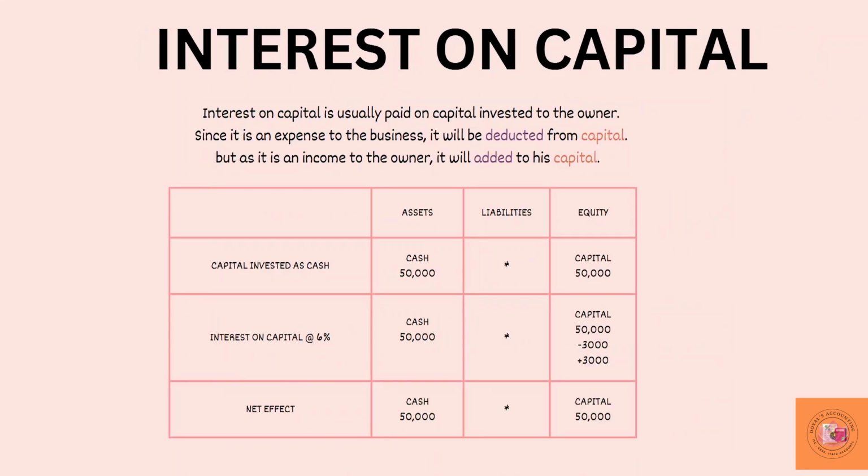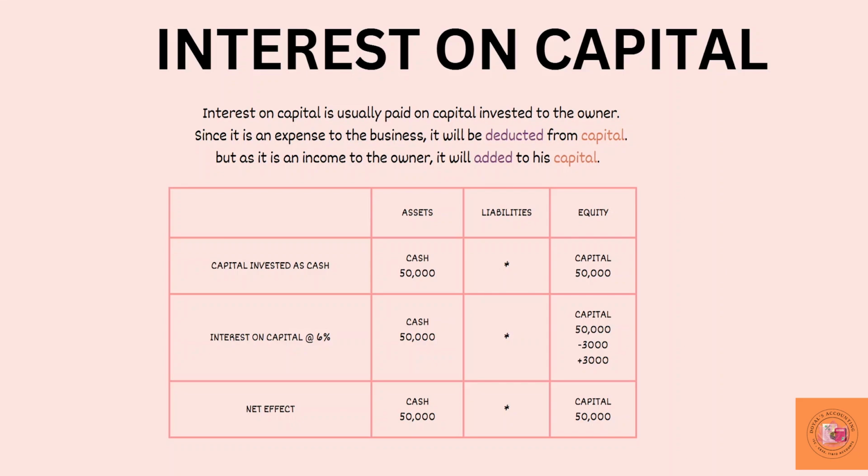Now our next case is interest on capital. Usually interest on capital is paid to the owner by the business. Interest can be paid on capital, and even on shares companies do give dividends. How will this be treated in the accounting equation?